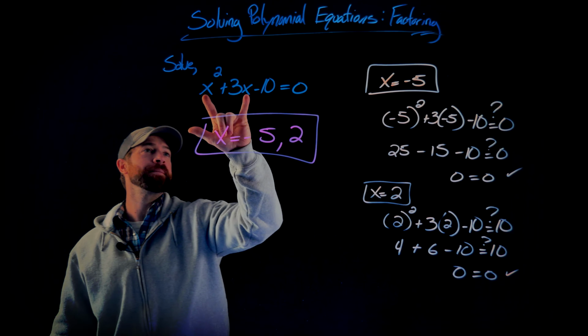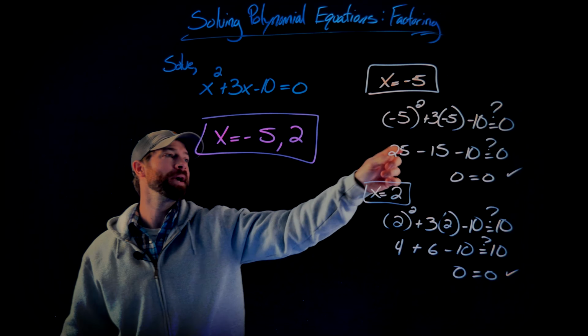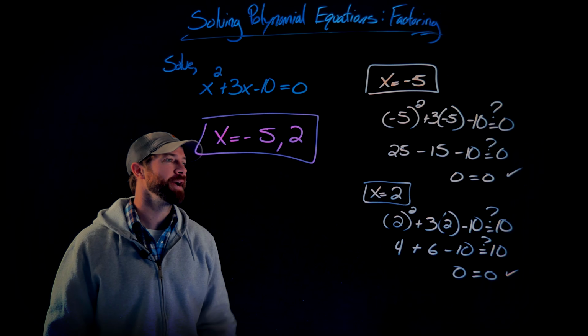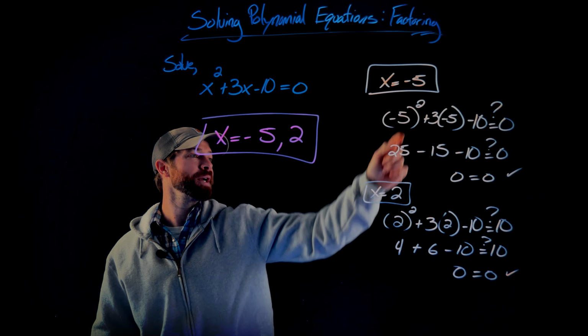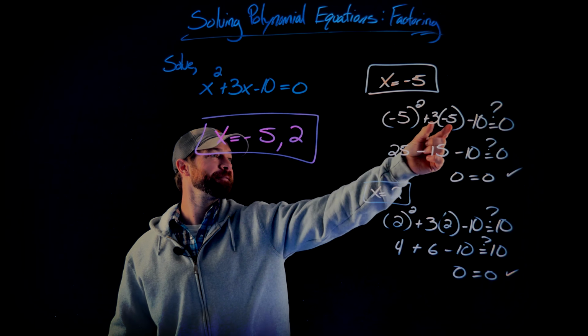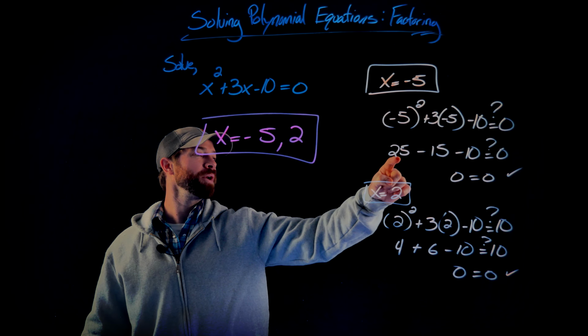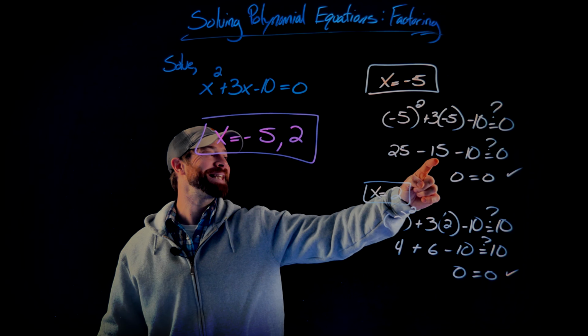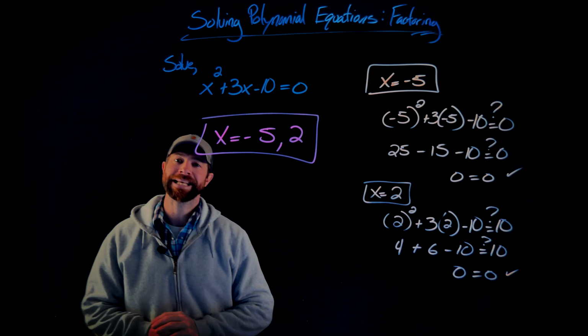First with -5, I'm plugging -5 in for the x here and the x here. So I get -5 squared and 3 times -5. When I work out the left side of this equation, I get -5 squared is 25 minus 15 minus 10. When I do the operations here, 25 minus 15 is 10. 10 minus 10 is 0. That means -5 absolutely is a solution.